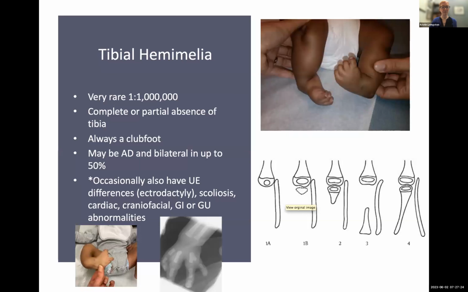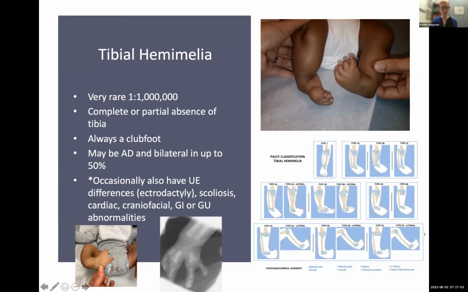And then the last thing is tibial hemimelia. This one is extremely rare, but often very complex, and happens in about 1 in a million kids. There's always a clubfoot because the tibia is missing in some capacity. It may be autosomal dominant and bilateral in up to 50% of cases. And occasionally they can have upper limb deformities or other skeletal or non-skeletal abnormalities as well. The old system of classification is shown here, which has been modified over time, but involves a relatively complex option set for surgical management, either with limb salvage or with amputation in many cases.